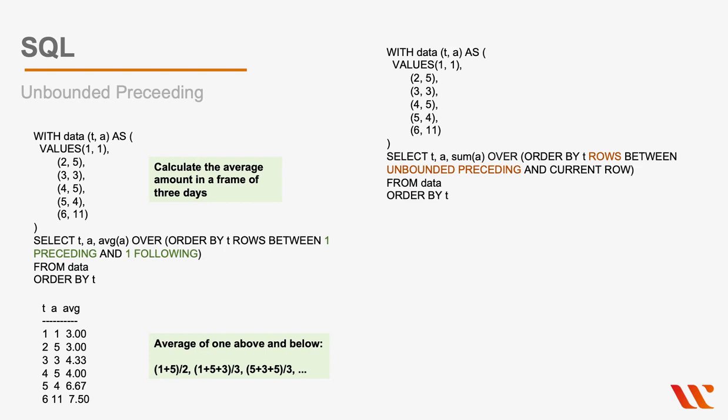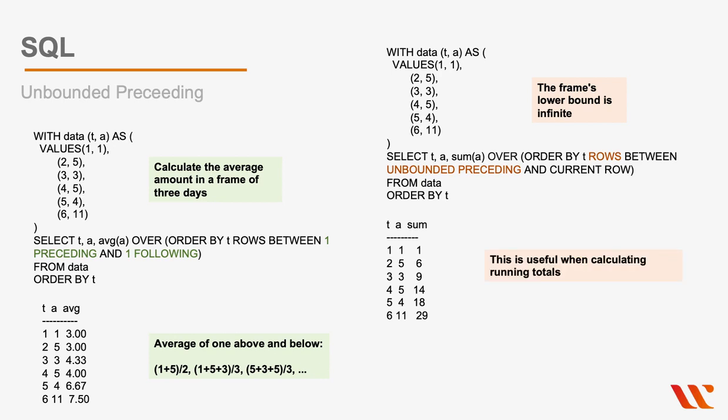Now let's look at a different example. So the same input, and in this case, we want to look at what the ROWS BETWEEN UNBOUNDED PRECEDING looks like. So the frame's lower bound is infinite in this case because it's unbounded preceding. So this is what it looks like. You have the sum 1, 6, 9, 14, 18, 29. So if you have guessed, this is basically the running totals that we are calculating.